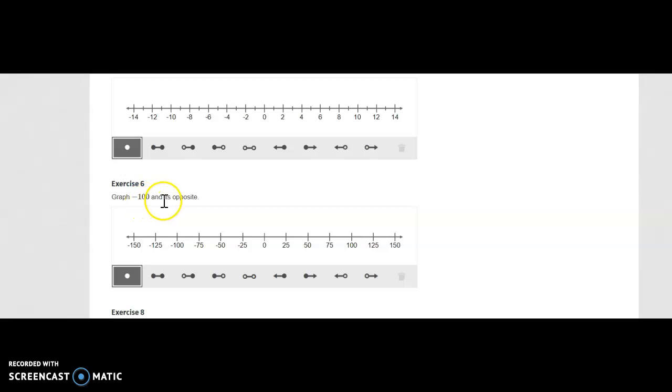So here we go. We're going to graph negative 100. And here we go. We're going to plot right there. And then its opposite. Well, the opposite of negative 100 would be positive 100. So we're going to plot right there too.